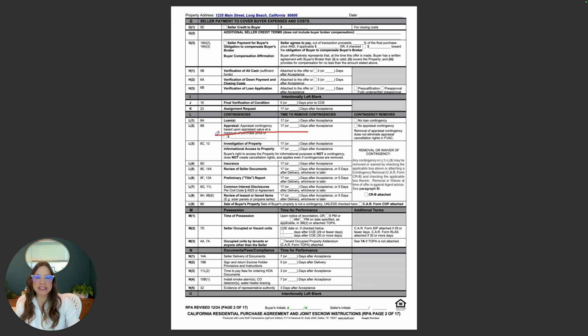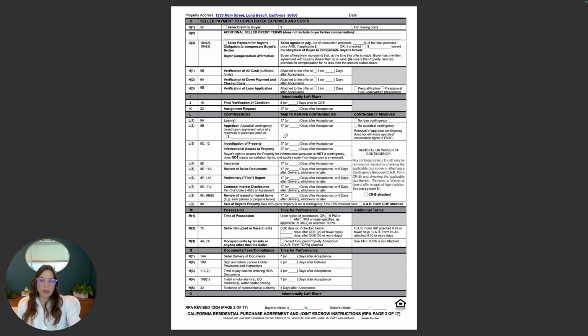Investigation of property. This is your inspection period. Whoops. Wow, that is really bad. I'm bad at drawing. Investigation of property is an umbrella, and there are a few different types of investigations under that. Number one is the physical inspection. That's your home inspection. You have the right to do an inspection on a property, and it's typical for us to shorten this to anywhere between 7 to 10 days for physical inspection.